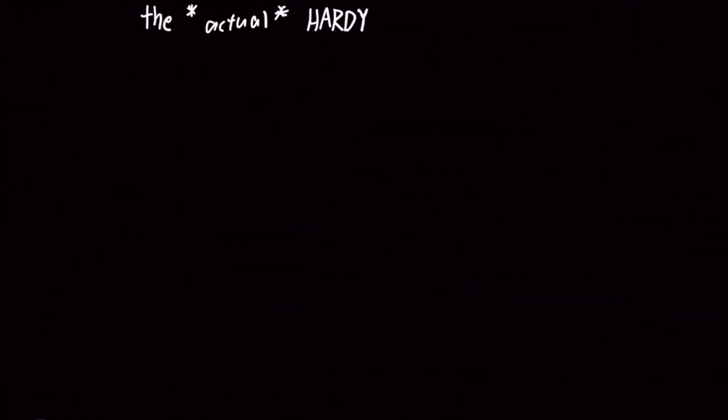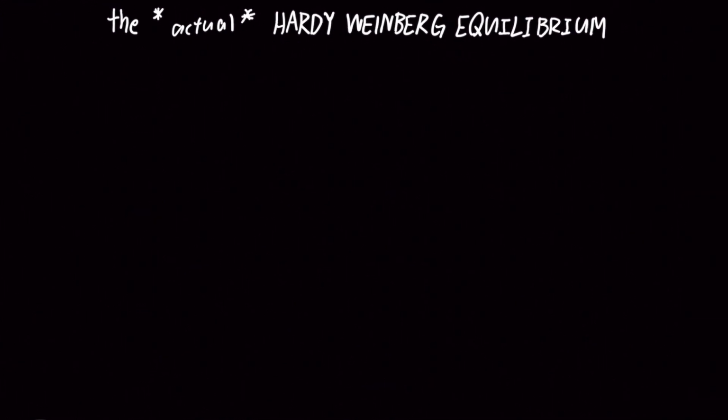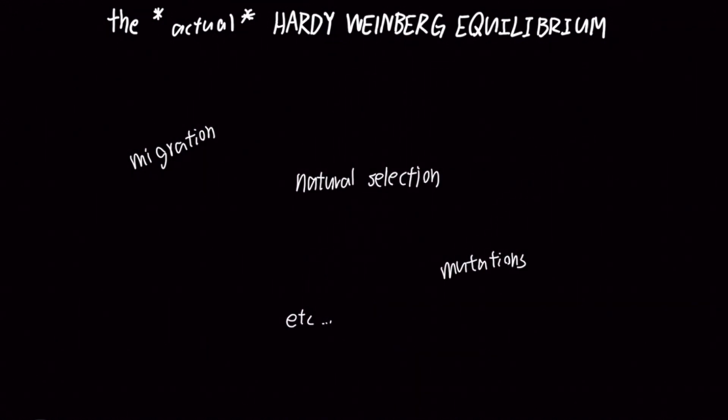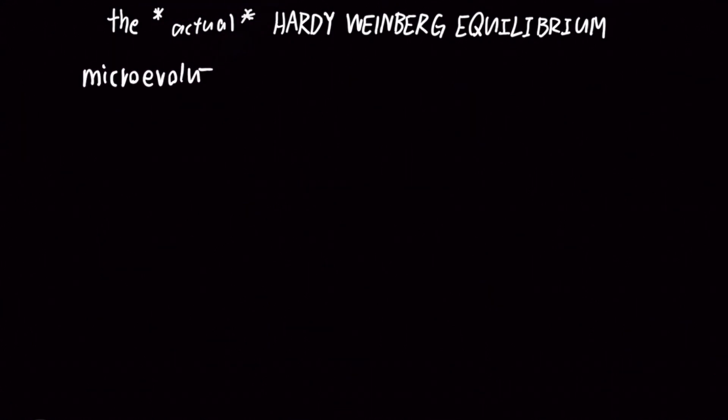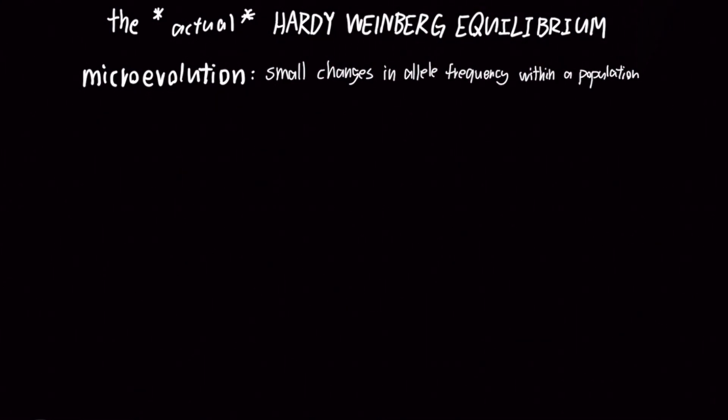When you imagine a population of organisms, you would expect their gene pool to change over time, right? It doesn't have to be a significant change, but certain factors like migration, natural selection, or even mutations would cause a change in the gene pool. Even if these changes are small, there's still changes, and we actually call these small changes in the gene pool microevolution, which is small changes in allele frequency within a population.